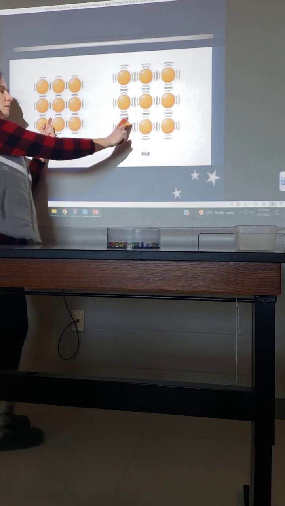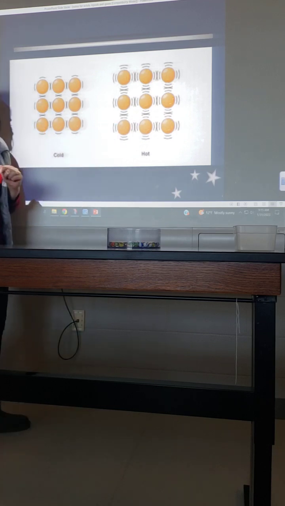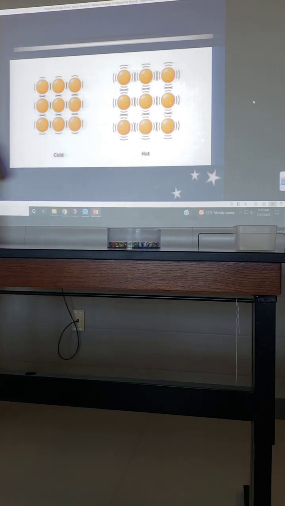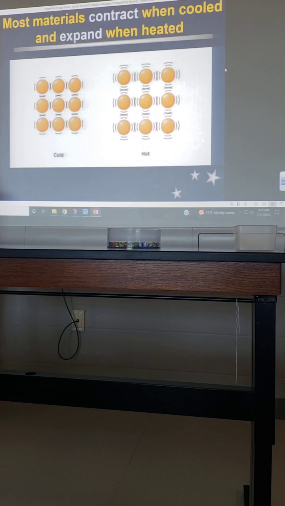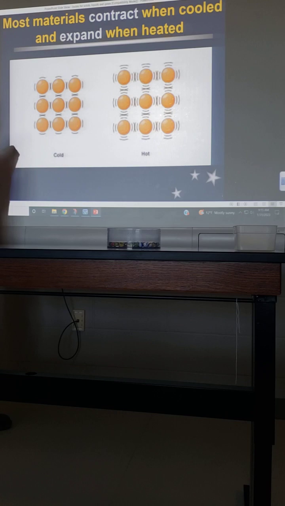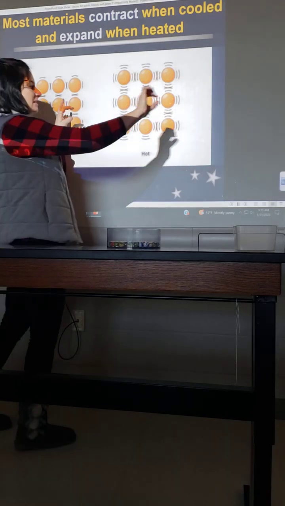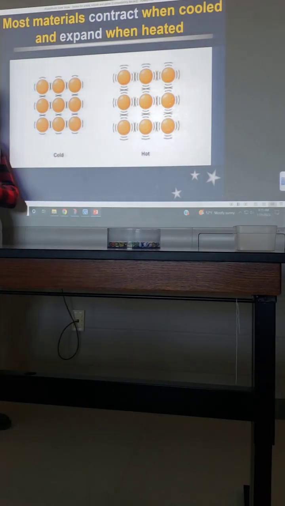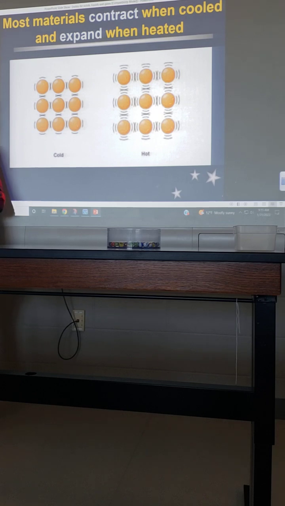So here to here. That is a real common misconception, that the molecule is expanding or contracting, when really it's just the space between them that's changing. Most materials are going to contract when they're cooled, which means come together, and they're going to expand when they get hot. That's pretty normal.